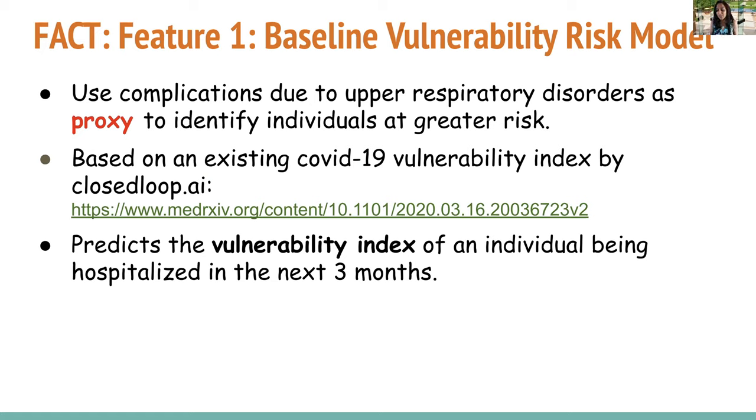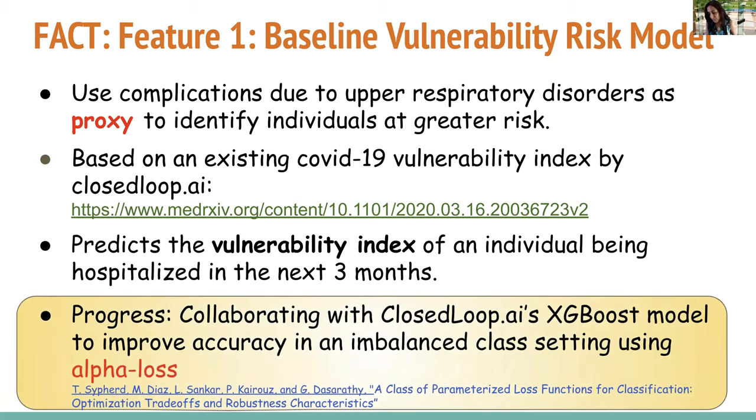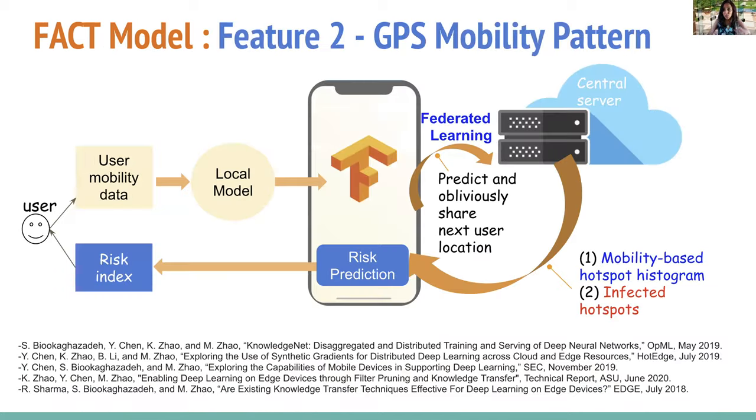That's the proxy for risk to COVID. So they've built something. What we are helping them with is actually improving their model, which is based on XGBoost, very standard for healthcare data, with a bunch of loss functions that we have developed that are very robust to both noise and class imbalances. And keep in mind, whether it's COVID or a lot of healthcare data sets, there's a huge amount of class imbalance. So that's what we're going to use as our baseline vulnerability.